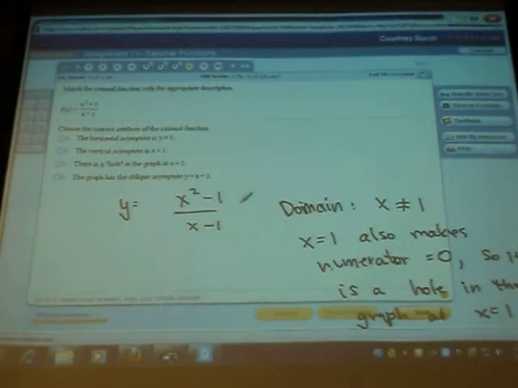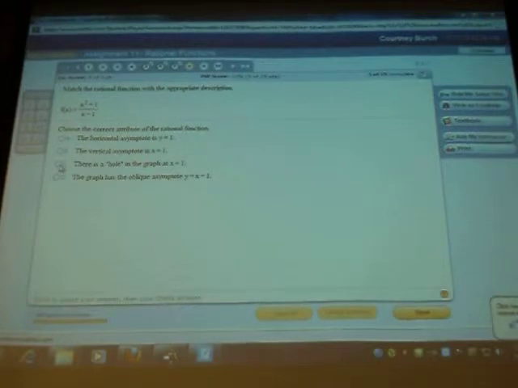And here's one where they also mention oblique asymptote. Remember, that just means a slant asymptote. Those mean the same thing. I'm not good at picking a word and using it consistently.